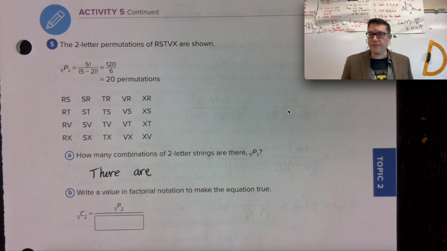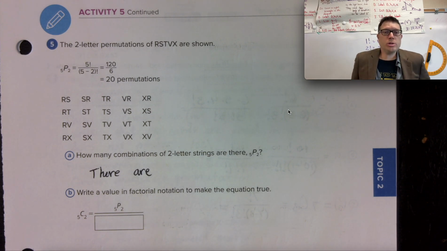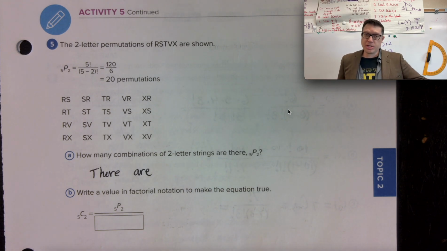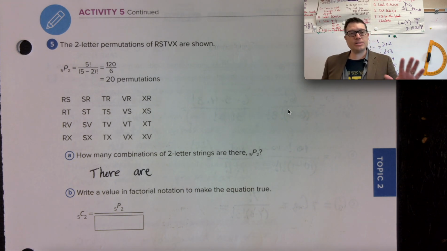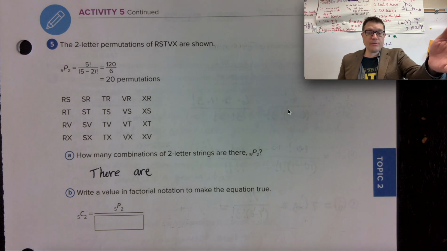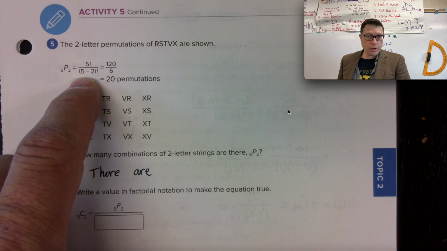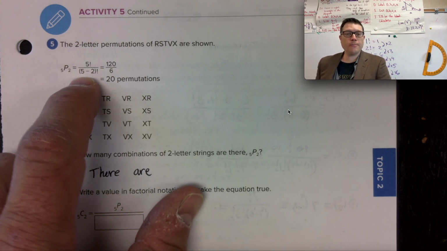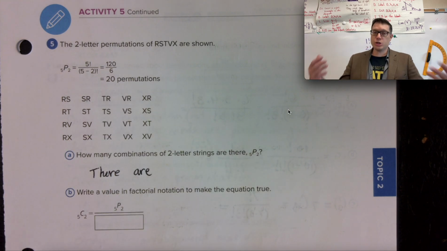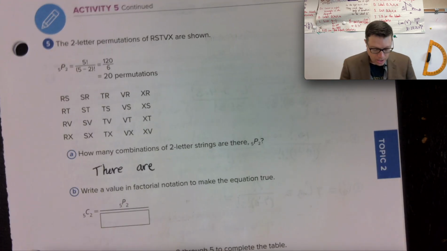This is question 5. You can see it right there. The two-letter permutations of R, S, T, V, X are shown. And so it's a permutation formula where we have 5 elements and we're going to choose 2 of them. So 5 permute 2. And our formula given to us right here says 5 factorial over 5 minus 2 factorial, which is 120 divided by 6. So there are 20 permutations, and there they are.